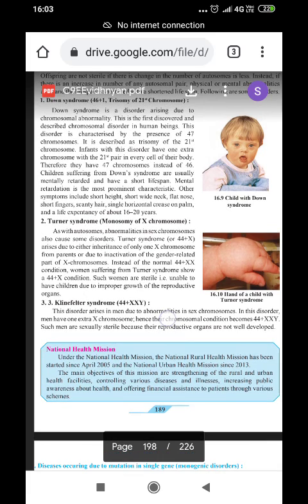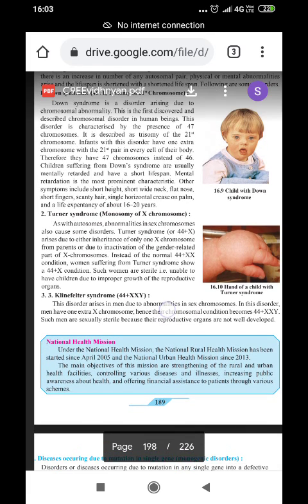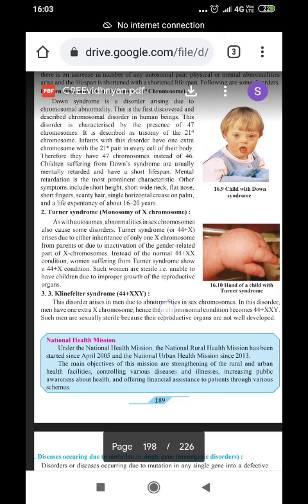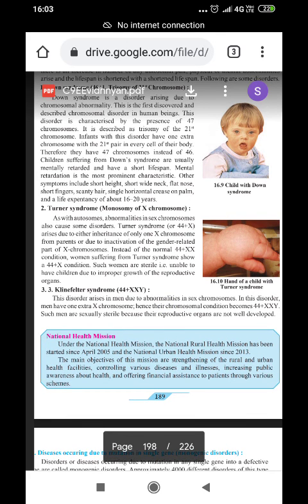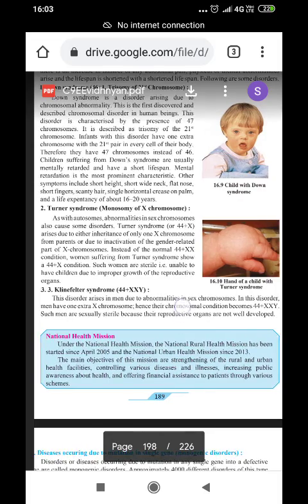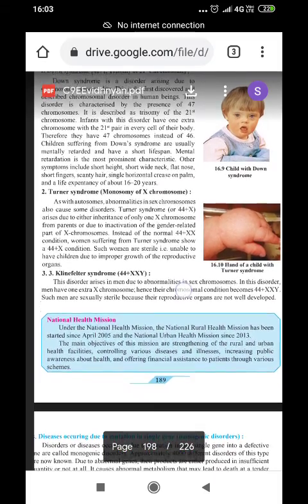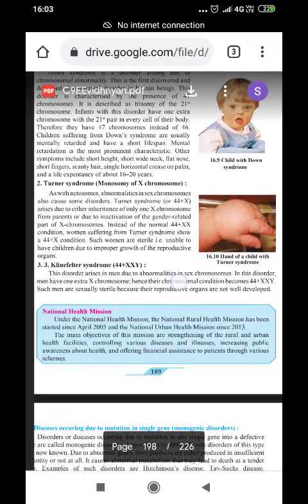This is the first discovered and described chromosomal disorder in human beings. This disorder is described as trisomy of the 21st chromosome. Infants with this disorder have one extra chromosome with the 21st pair in every cell of the body. Therefore, they have 47 chromosomes instead of 46.